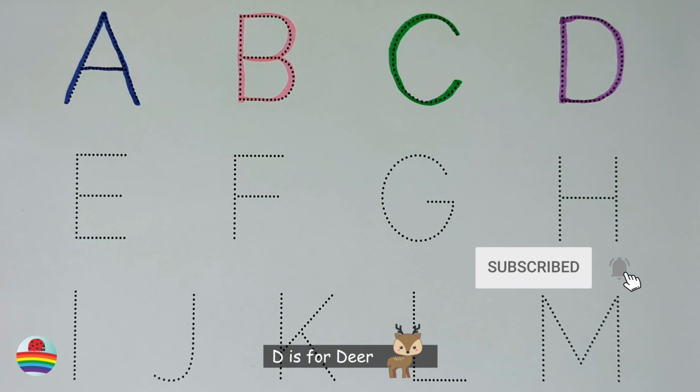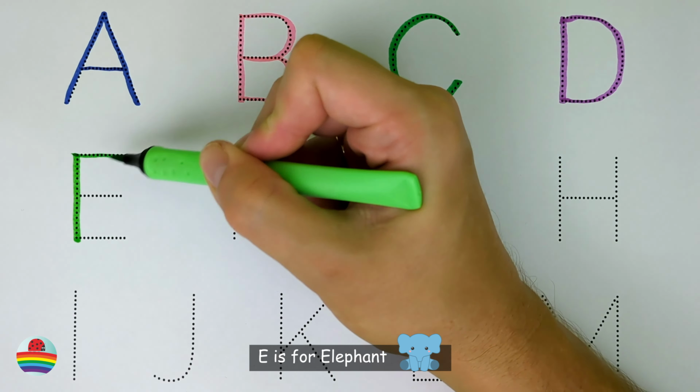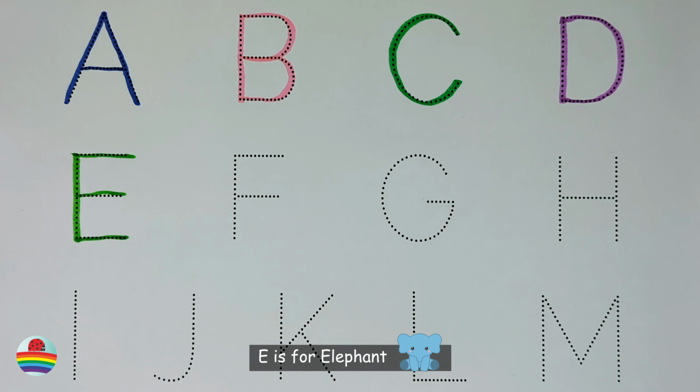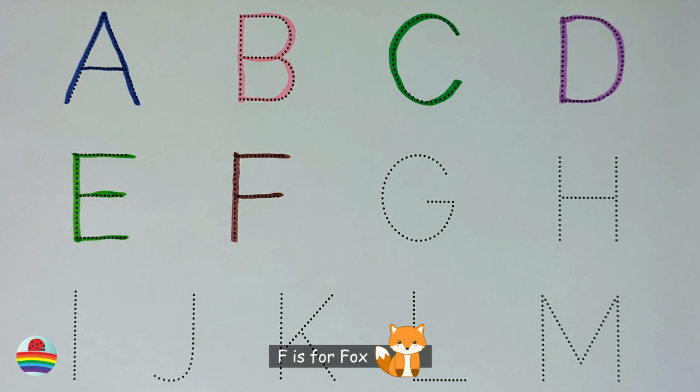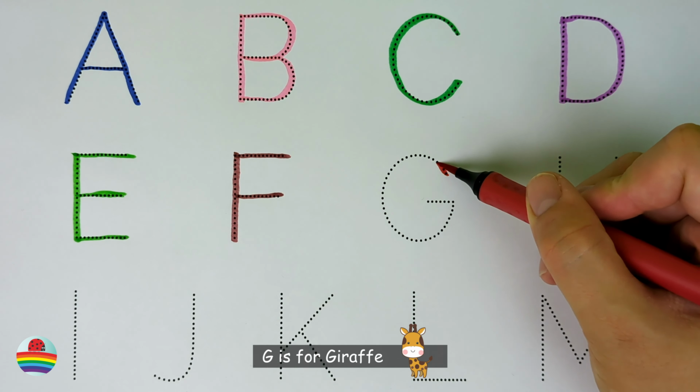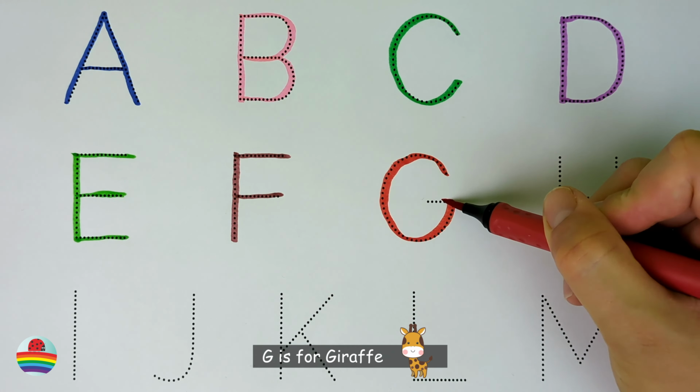E is for elephant. F is for fox. G is for giraffe.